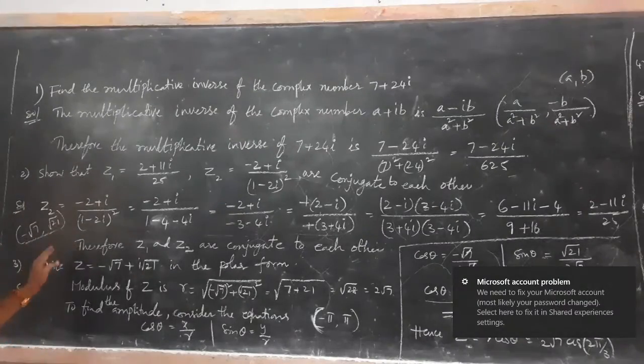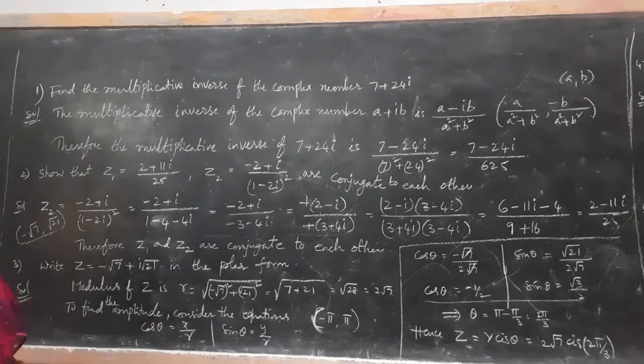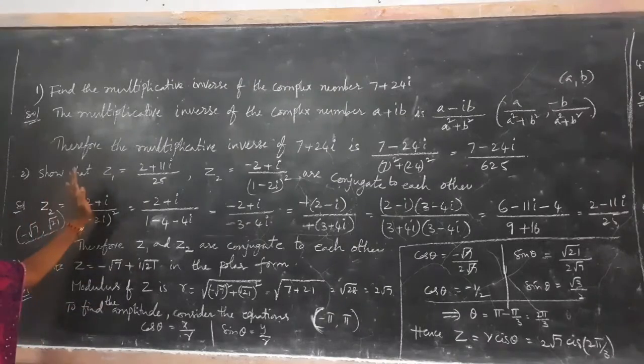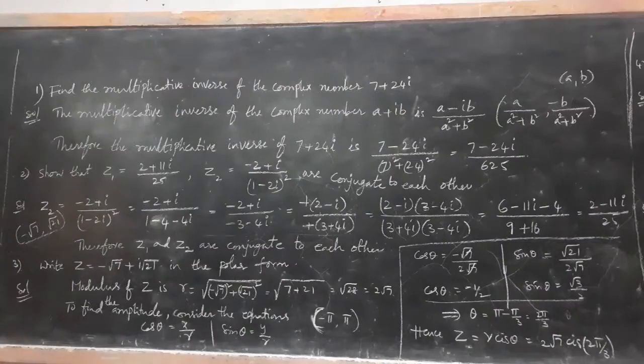Welcome to the class, students. Now I am explaining your question paper. See here, first one. Find the multiplicative inverse of the complex number 7 plus 24i.